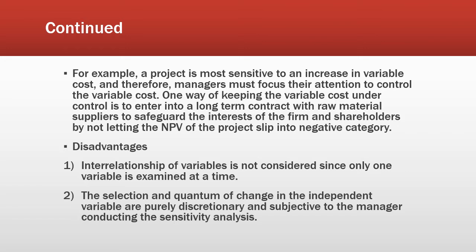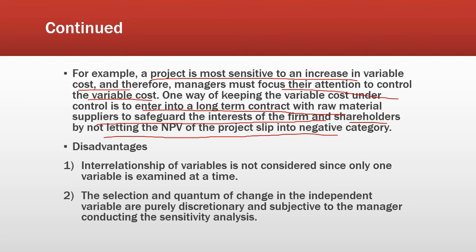Okay, so this is another example: a project is most sensitive to an increase in variable cost. So managers can focus their attention on controlling the variable cost. Like they can enter into a long-term contract with the raw material suppliers to safeguard the interests of the firm and shareholders by not letting the NPV of the project slip into the negative category. If the project is most sensitive to operation costs, then obviously the managers have to handle the operation cost much better in different ways.